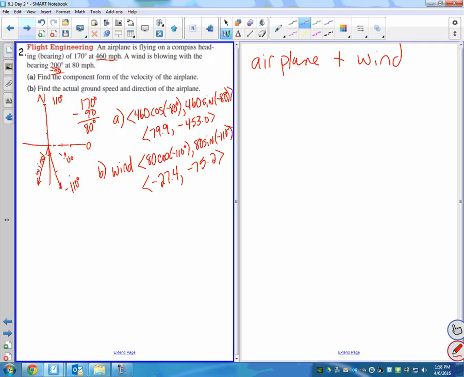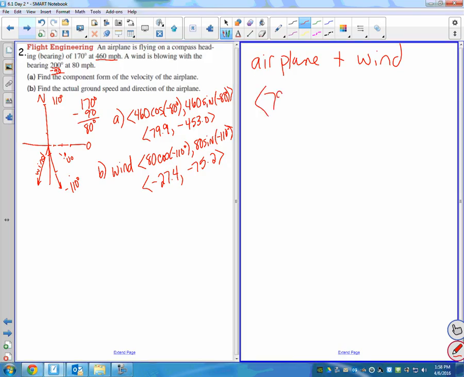Let's look at what happens when we put this together and see what happens to the speed compared to the speed of the plane. Maybe that can make us think more, because I'm just not really sure. So if I add the wind, I'm going to add, or basically subtract 27.4. Then I'm going to take negative 453, subtract 77.2.